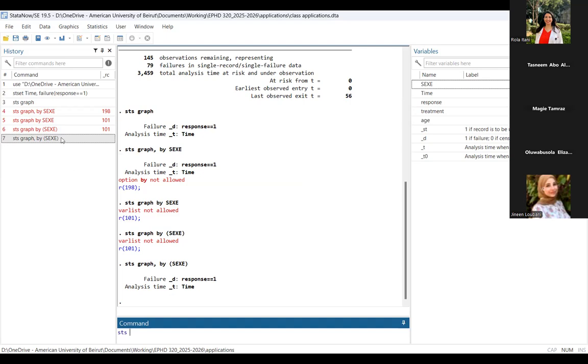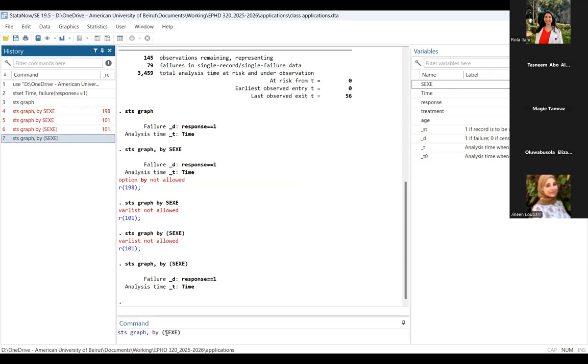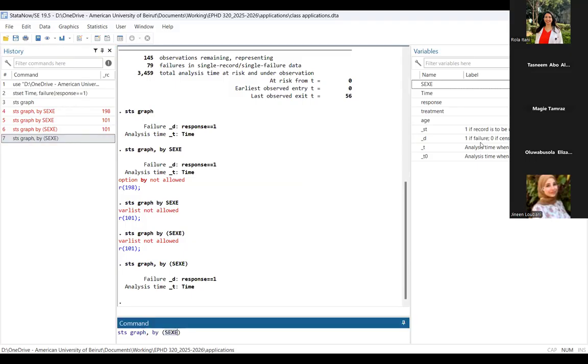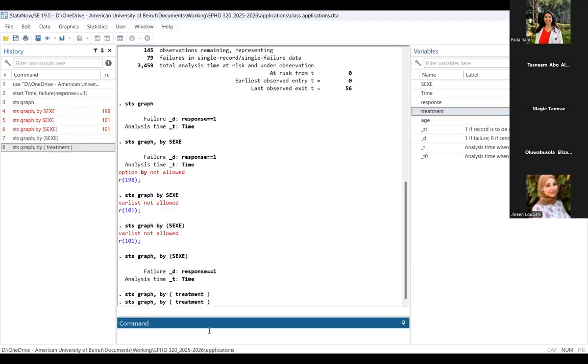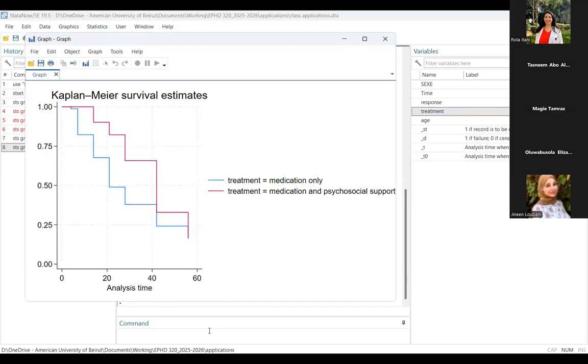Okay, let me do it. STS graph. What's the most important thing I want to do is by treatment, right? By treatment. Ta-da. Okay, so that's the Kaplan-Meier.